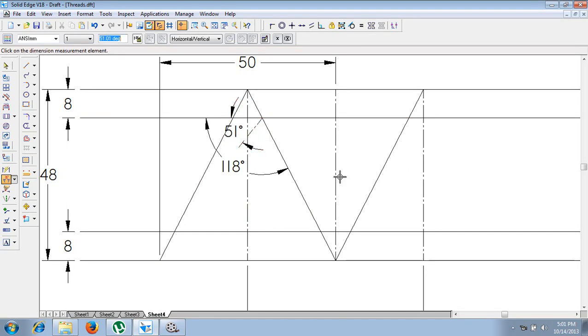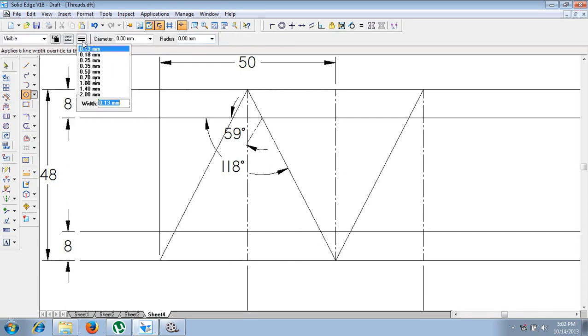Now how much is it? 117.5 by 2 is 58.75 degrees. Now using a circle command with continuous line and 0.5 mm thickness, with this line as the center and this as the tangential, draw a circle like this, and repeat the same procedure in this direction also.